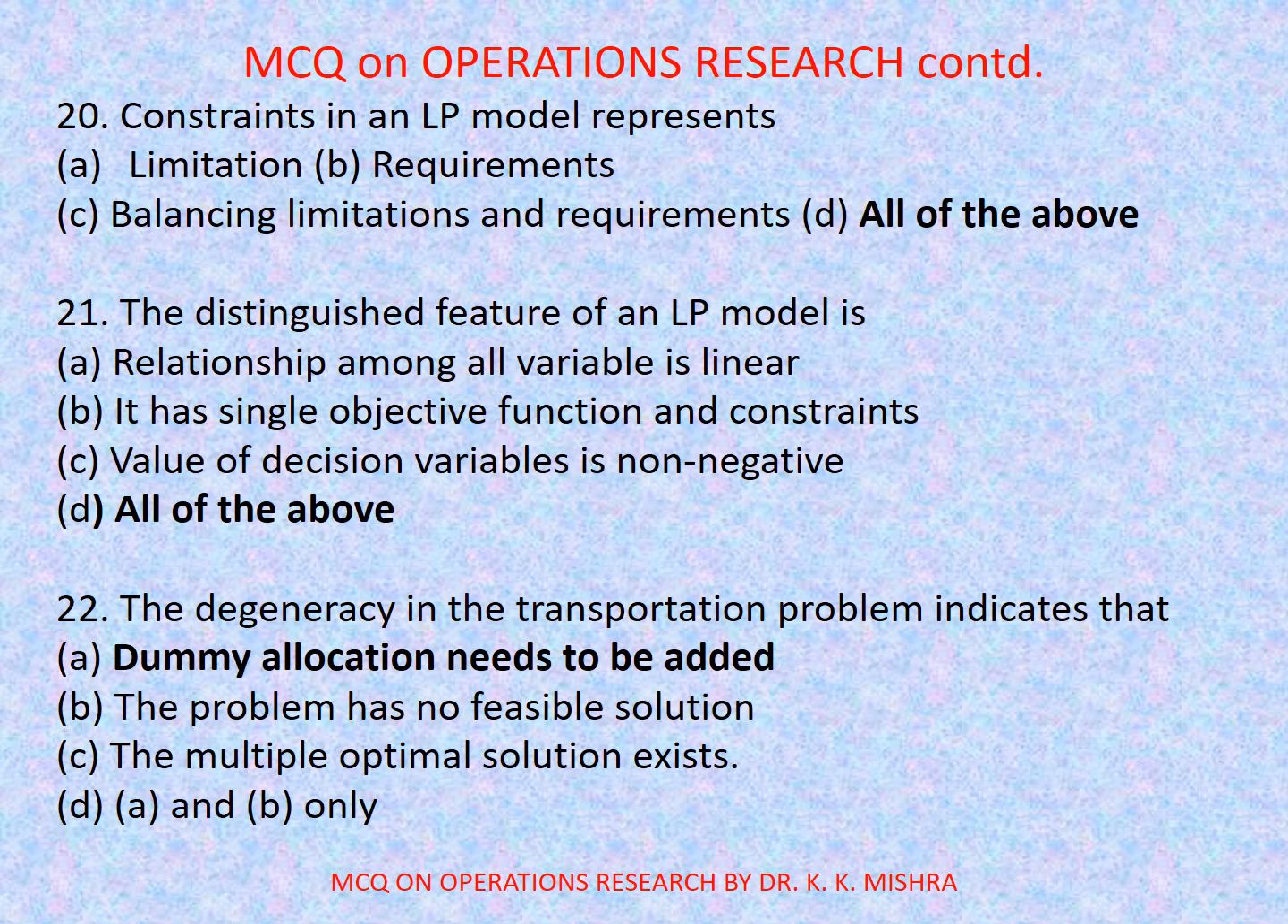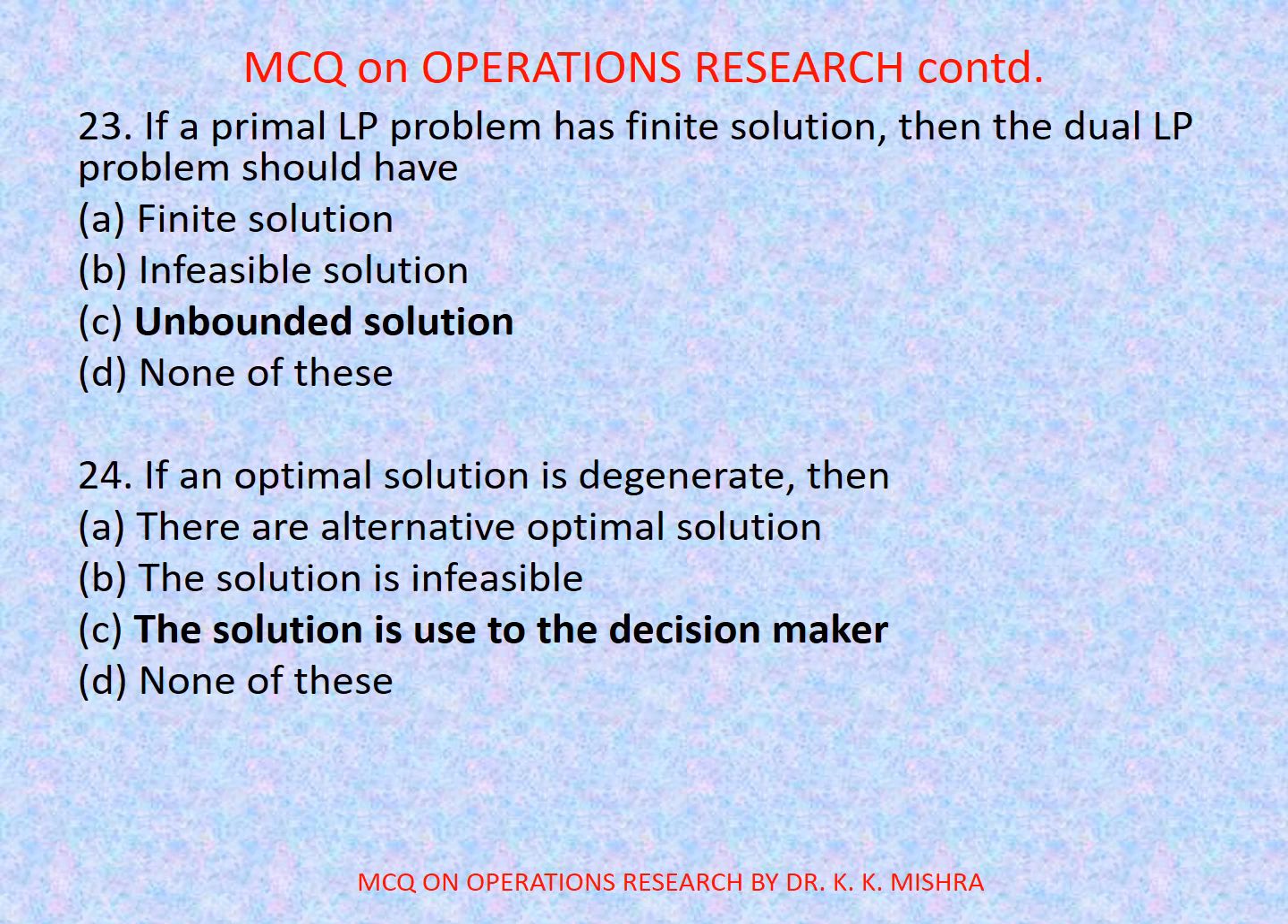Question number 22. The degeneracy in the transportation problem indicates that options are A, dummy allocation needs to be added, B, the problem has no feasible solution, C, the multiple optimal solution exists, D, A and B only. Correct option is A, dummy allocation needs to be added.